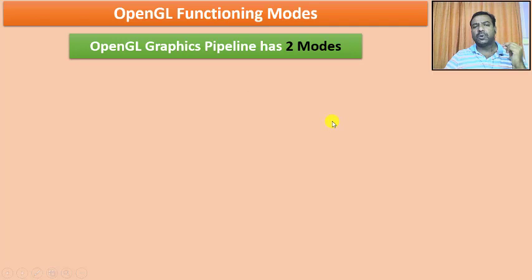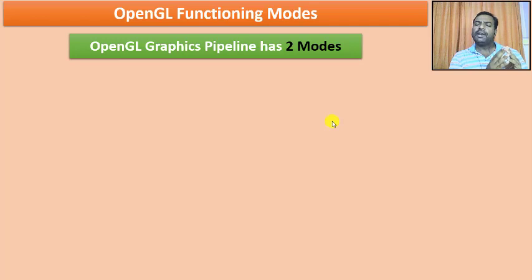in two modes. That is the OpenGL graphics pipeline. What I just explained in the previous session, it is going to work in two modes. Whatever object design I do using the primitive points, line, polygon, segments, color, all this we call the model view mode.